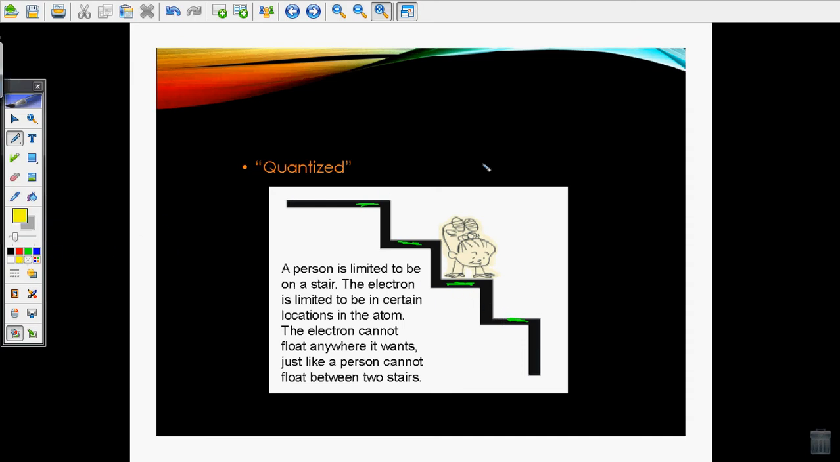So if I was going to use Bohr's model of the atom to help us understand that, we have the nucleus, and then we have the electron in orbit circling the nucleus. So if we were going to use this analogy, then the electron is limited to being on this level, or this level, or this level. The electron cannot be hovering anywhere it wants to, like, for example, in between these different orbitals. It has to be fixed on a certain orbital. So just like a person cannot hover in between stairs, the electron can just not float anywhere it wants to in the atom. It has to be at a certain allowed position.